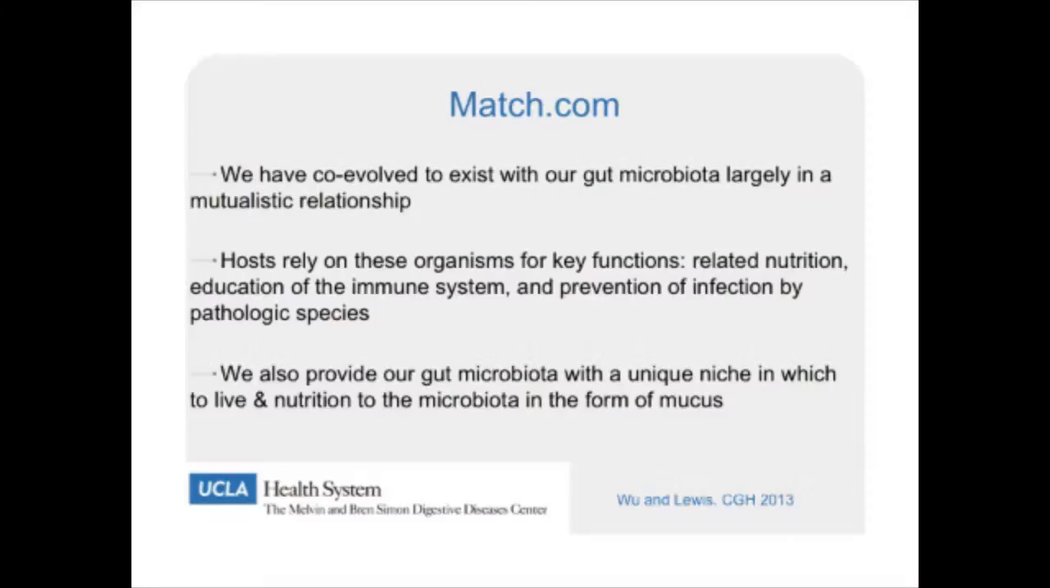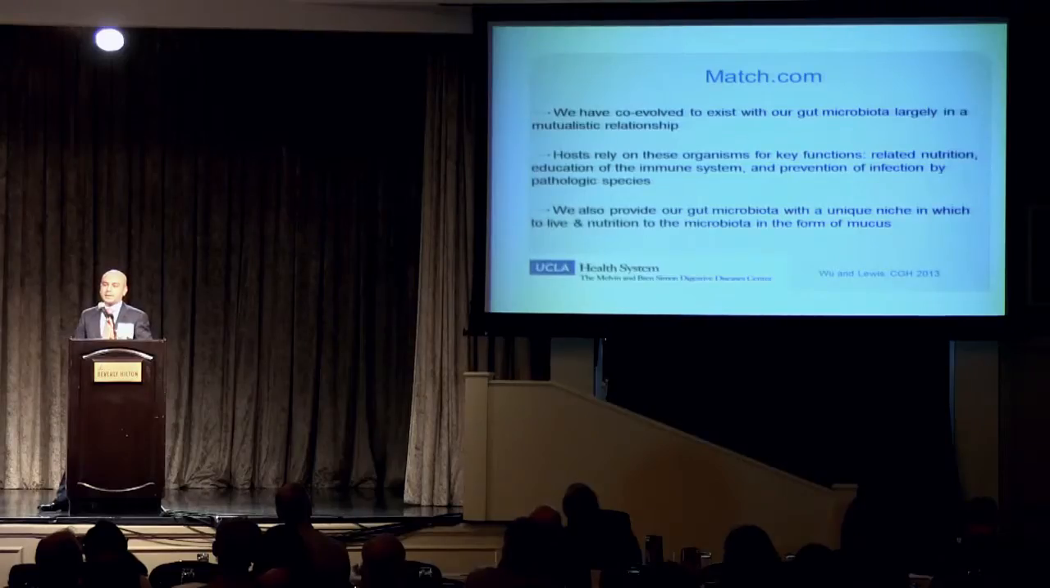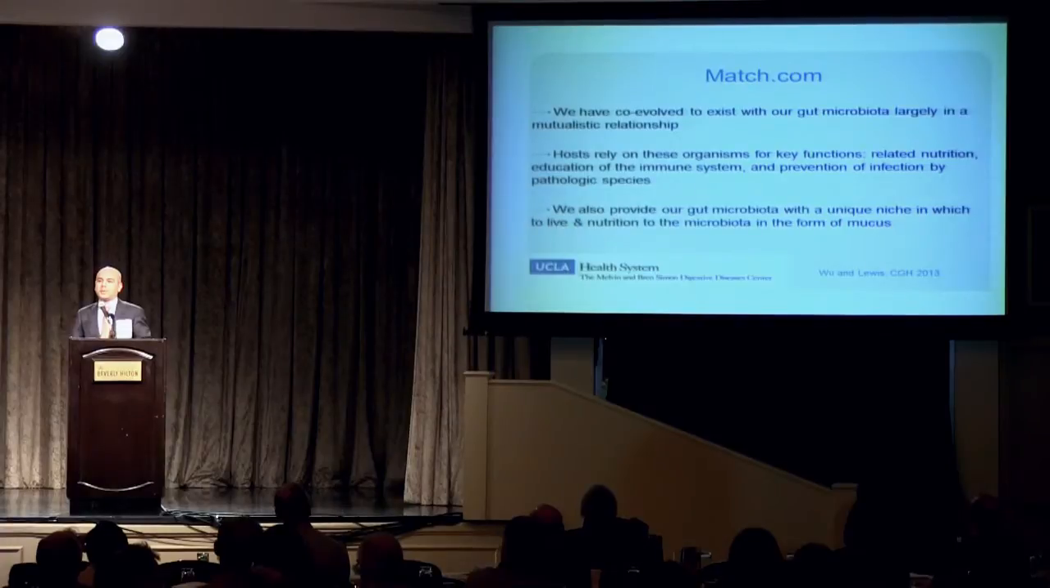We have a love connection with our microbiome. We don't need to go on an internet dating website. We've co-evolved to exist with our gut microbiome in a mutually beneficial way. As hosts, we rely on these organisms for key functions like nutrition and defense against pathologic species, and we provide the gut microbiota with a unique milieu for survival and nutrition. The mucus secreted by our intestinal epithelia is a perfect petri dish, so to speak, for these organisms. That's one of the reasons we have to be careful, as Dr. Islam mentioned, about using antimicrobials in a haphazard fashion.